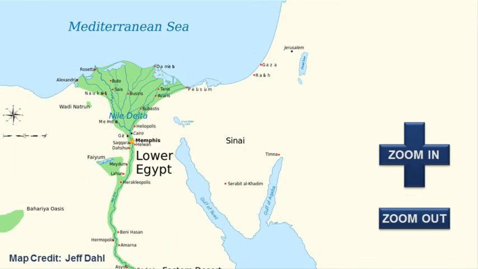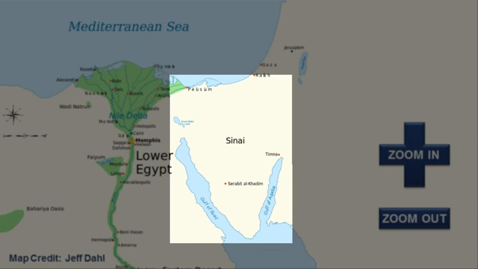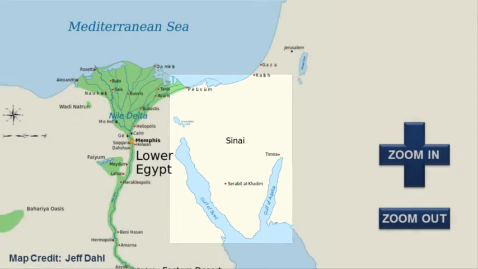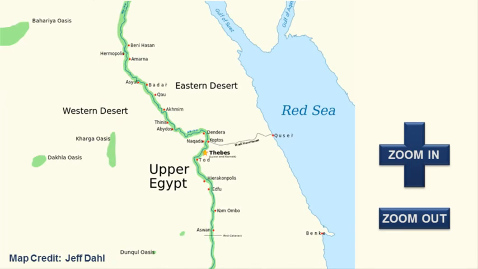Looking at Lower Egypt one more time, you can see the Sinai Peninsula. This is a divider between the continents of Africa and Asia, Egypt being on the northeast corner of the continent of Africa. And then we go to Upper Egypt.